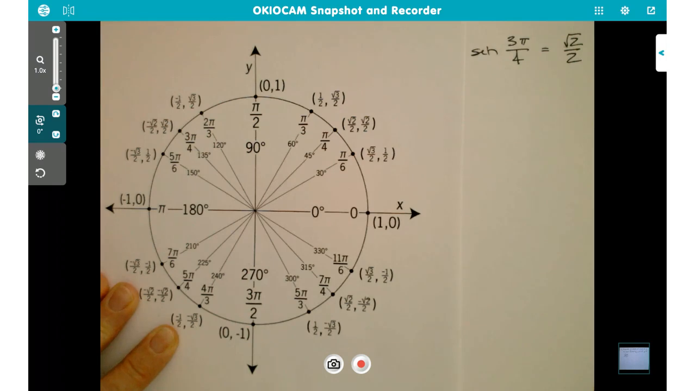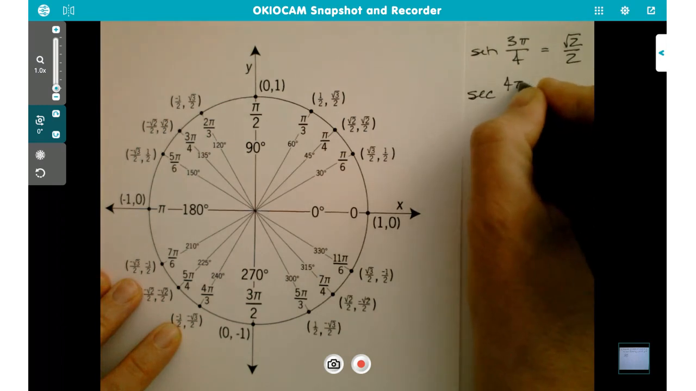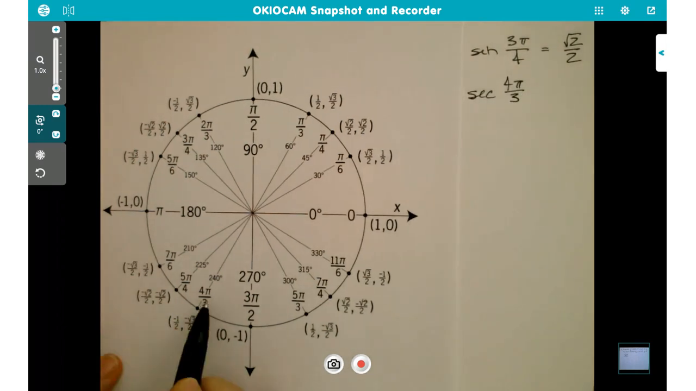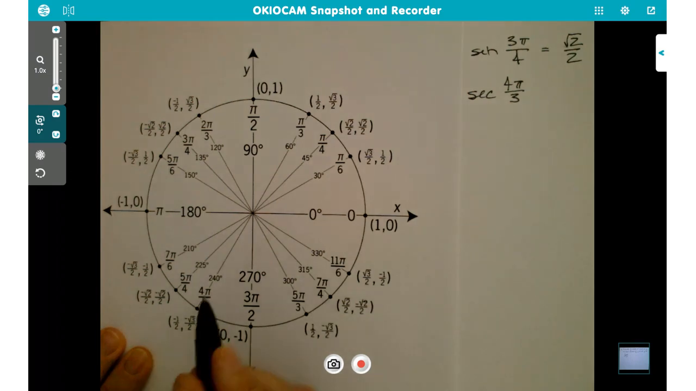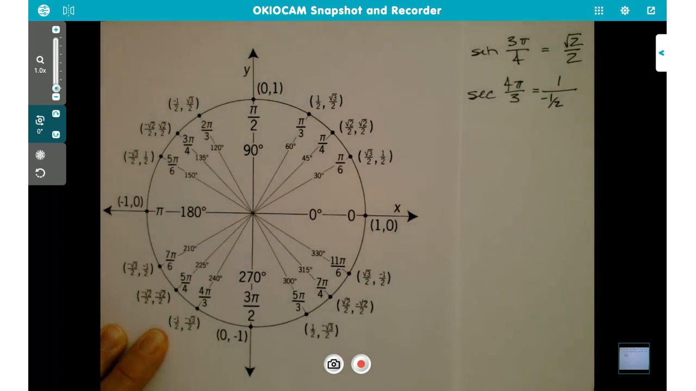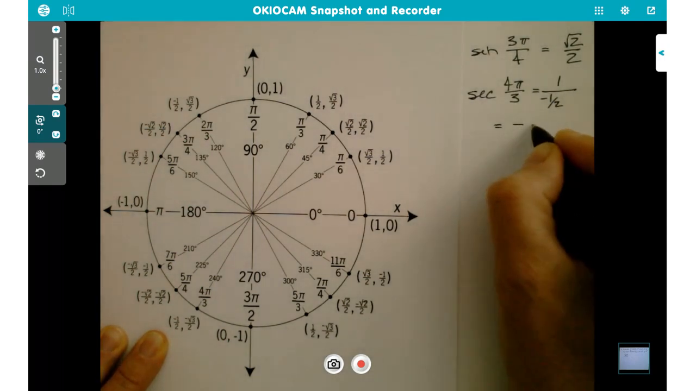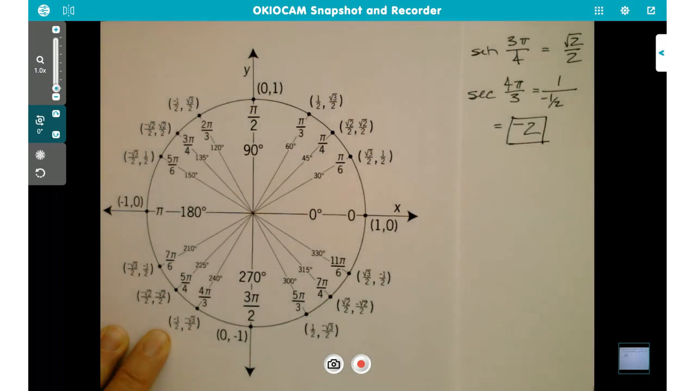Suppose I want to know what's the secant of 4 pi over 3. Here's my angle, 4 pi over 3, down here in quadrant 3. The secant is 1 over the cosine, 1 over x. Well, here's my x coordinate. The secant is 1 over that. So 1 over negative a half. Well, we're not going to leave it like that. We're going to simplify 1 over a half, also known as 2, and negative because we're in quadrant 3. There's the secant of 4 pi over 3.